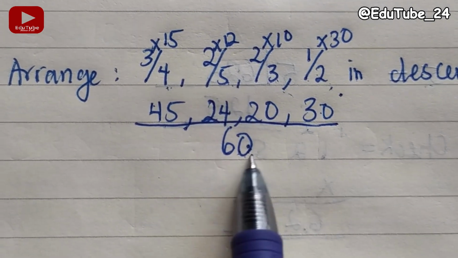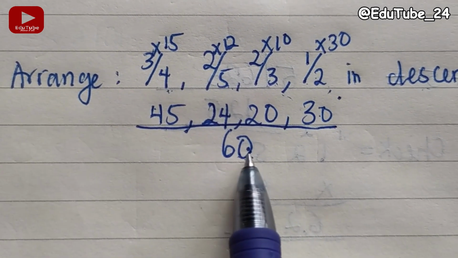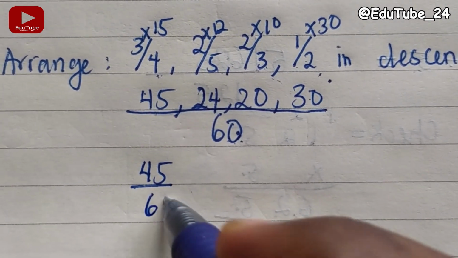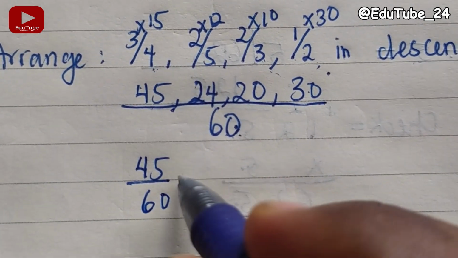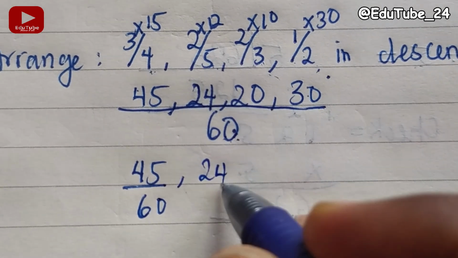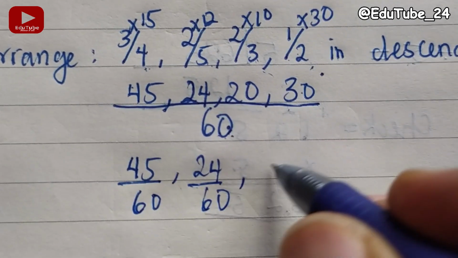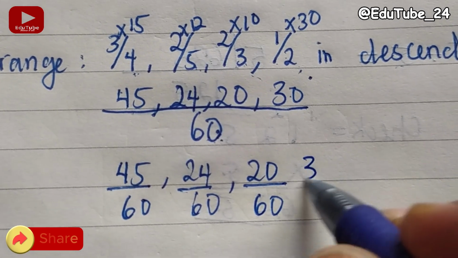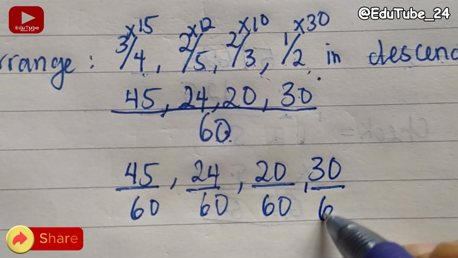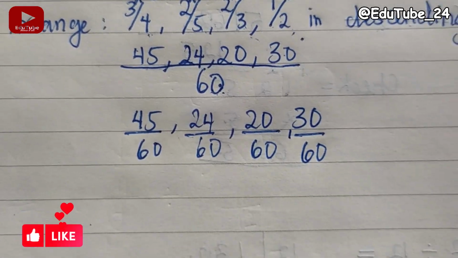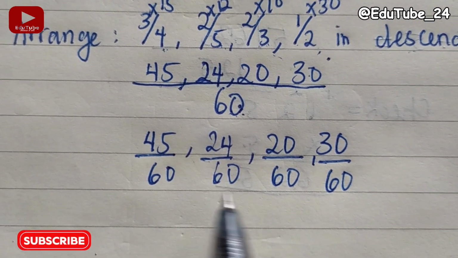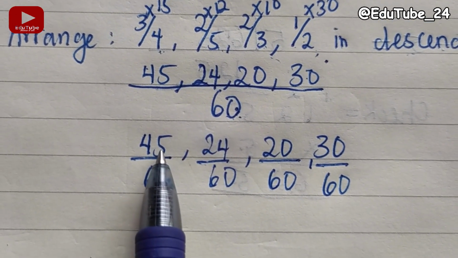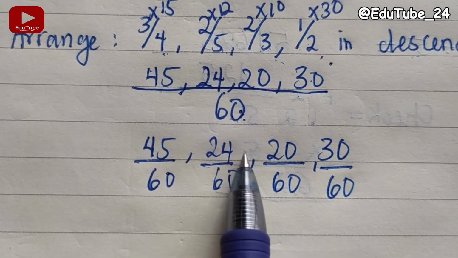We are now going to separate them apart and give them the denominator separately. So I'm going to write 45 out of 60, because the 60 is the common denominator, comma, then 24 out of 60, then 20 out of 60, and then 30 out of 60. So now the next thing is to look, because we now all have the same denominator, so we can basically arrange them in ascending or descending order.